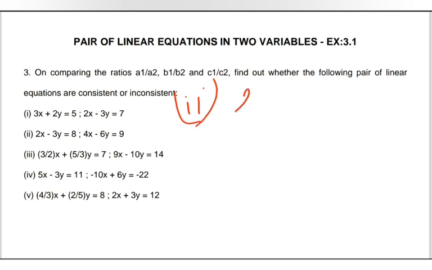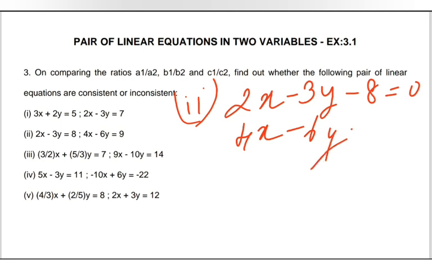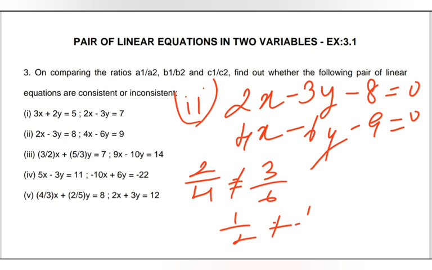Next one is the second one. Let's rewrite the equations. 2x minus 3y minus 8 is equal to 0, and 4x minus 6y minus 9 equal to 0. So let's check for intersecting. Is 2 by 4 not equal to 3 by 6? If we simplify this, we'll get 1 by 2. No, it is not. The first condition doesn't hold, because 1 by 2 is equal to 1 by 2, both are the same. We cannot say that it is not equal. So the first condition cannot be satisfied.